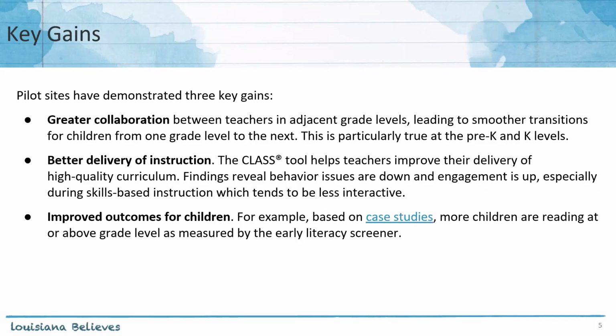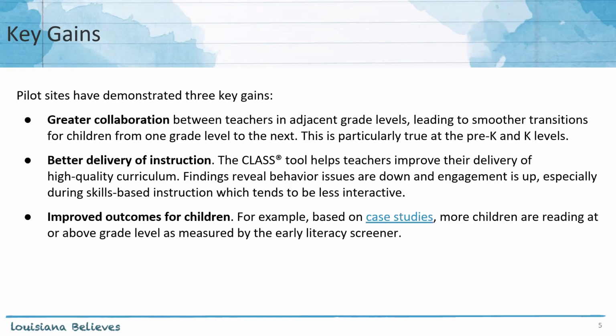So in school systems that have already implemented and used CLASS, we have seen lots of positive results. These are three key gains that have been noted over the course of the pilot. We've seen greater collaboration between teachers across grade levels, which leads to smoother transitions for the children from one grade level to the next. And this has been particularly noted in pre-K to the kindergarten levels. The pilot did start in kindergarten, so that's where it is most widely used currently. But that jump from pre-K to kindergarten, that transition has been made smoother through the use of CLASS.